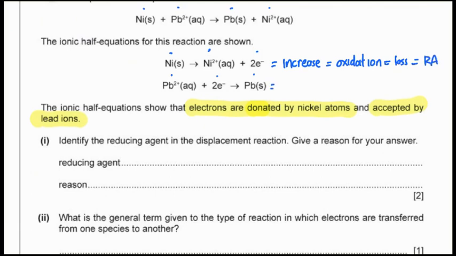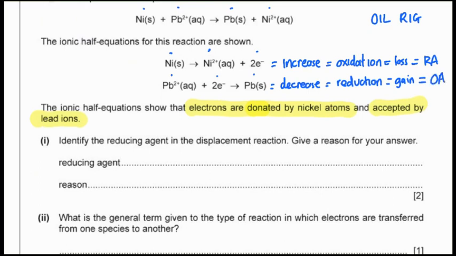Conversely, the lead is going from 2 plus to nothing, so that's a decrease. A decrease is always reduction. Remember, decrease and reduce, they mean the same thing. A reduction is gain, thanks to OIL RIG. Oxidation is loss, reduction is gain. And if we are being reduced, then we are the oxidizing agent.